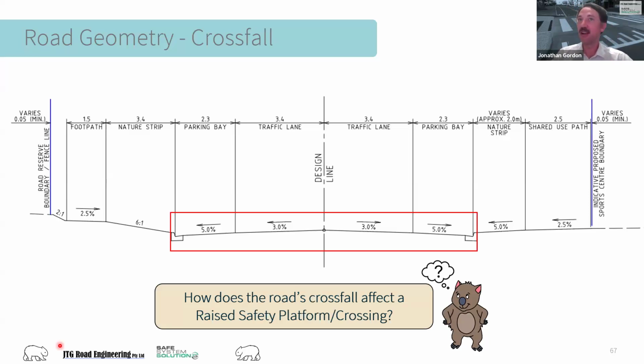That is 92% absolutely spot on, guys, because that's a big part of what we'll be chatting about shortly. It doesn't affect raised safety platform at all. We're bringing it up here as a joke. 3% of you thought that was funny and clicked that one just for the fun of it. Okay, thanks, guys. So let's just move along into discussing crossfall.